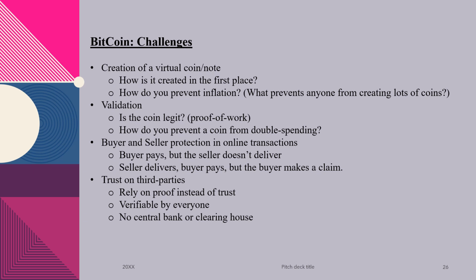Are these coins legit? How do you prevent the coin from double spending? What do you do in cases where the buyer and seller are unreliable people? If the buyer pays but the seller doesn't deliver, or the seller delivers but the buyer maintains the claim, you need to rely on proof instead of trust. It's verifiable by everyone, and there's no central bank or clearing house.